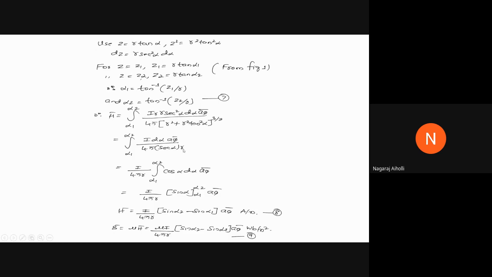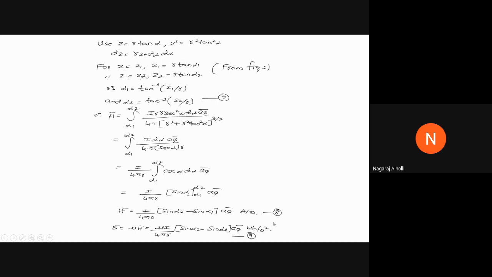in the denominator. Hence, we will be getting the term I d alpha a5 bar divided by 4 pi secant alpha r, or I by 4 pi r if we take it outside, as it is a constant. Limits from alpha 1 to alpha 2, integral of cos alpha, since 1 upon secant alpha is cos alpha, d alpha a5 bar. I upon 4 pi r, integration of cos alpha is sin alpha, over the limits alpha 1 to alpha 2 into a5 bar. That is, H bar is equal to I by 4 pi r into sin alpha 2 minus sin alpha 1 a5 bar ampere per meter.